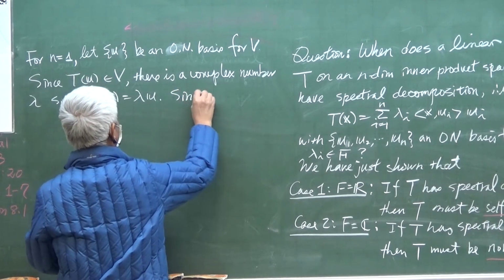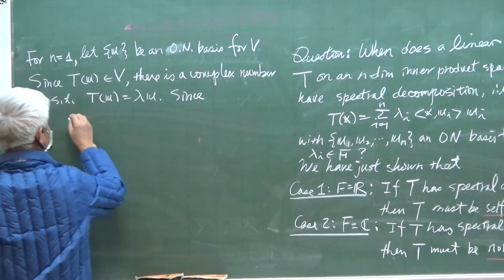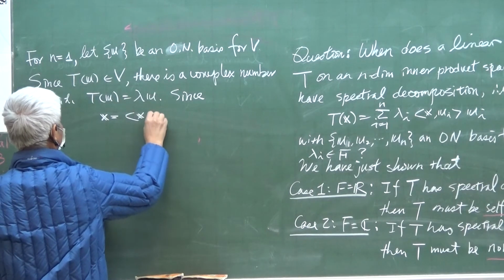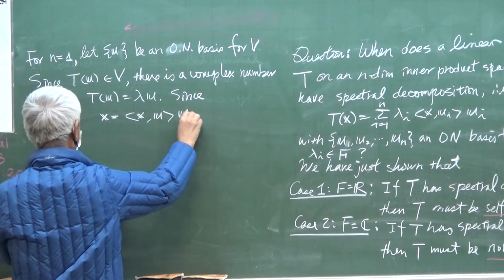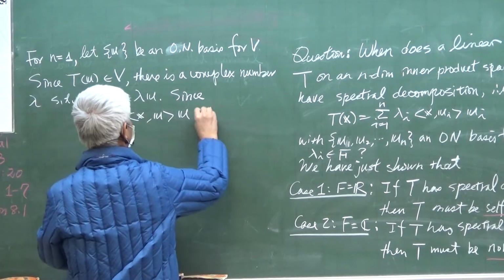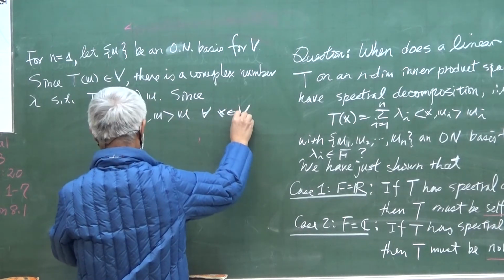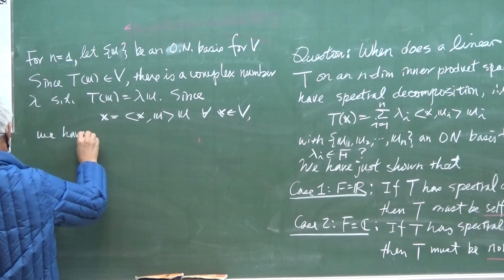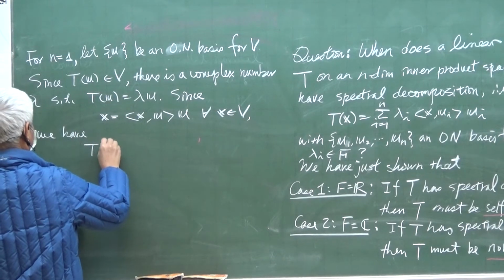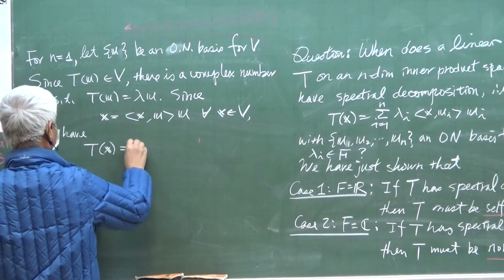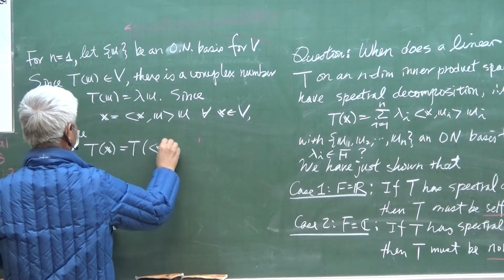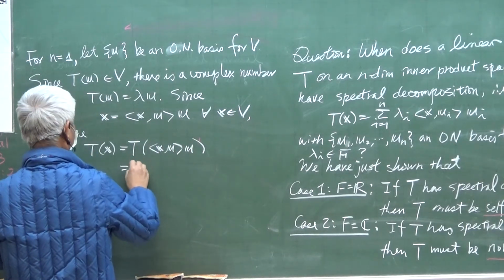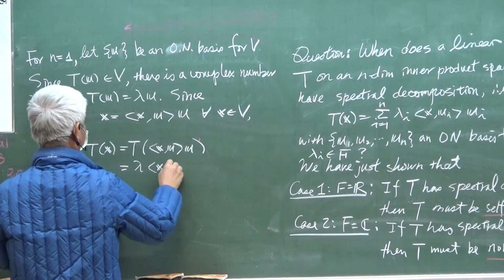Now, since x is equal to the inner product of x and u times u for all x in V, we have T x equal to T of that, so this is equal to lambda times the inner product of x and u times u.